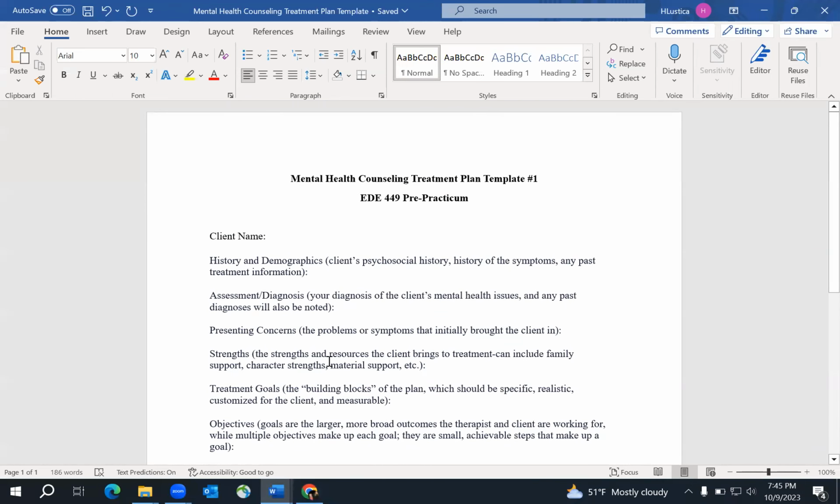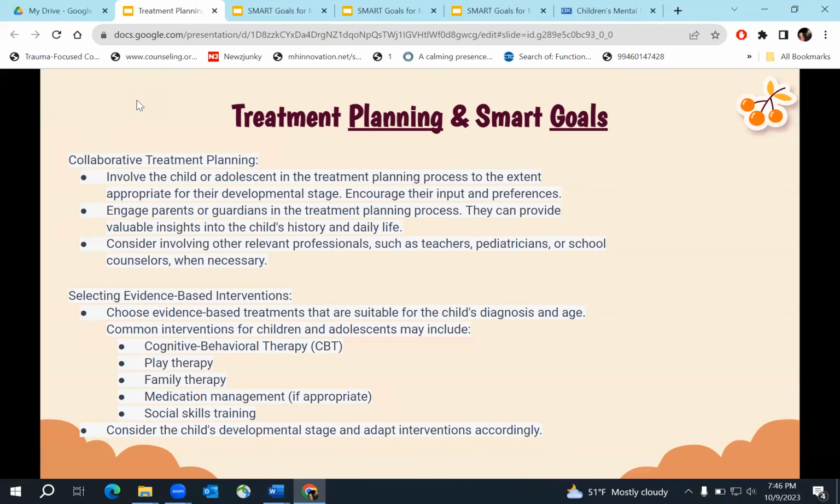So the template is going to look the same, but the way that you go about it is going to look a little bit different. So when you're working with kids and adolescents, you want to make sure that you're doing collaborative treatment planning. You want to involve the child and adolescent in the treatment planning process to the extent appropriate for the developmental age. You want to encourage their input and encourage their preferences.